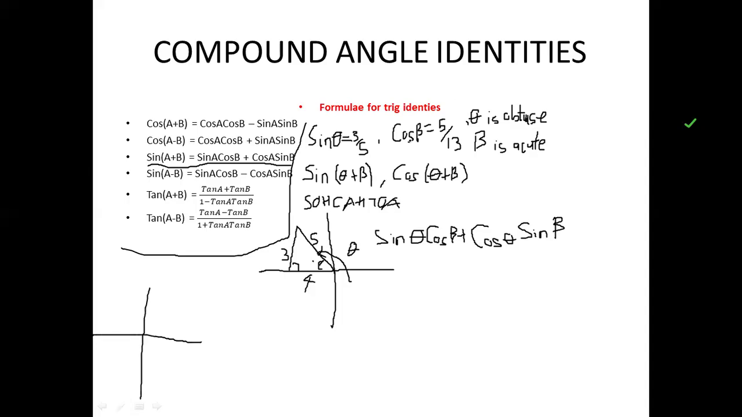They said that cos beta is 5/13, and they said that beta is acute. If beta is acute, that means it lies within the first quadrant because it's greater than 0, but less than 90 degrees. So it lies within here. So this is our beta. They've said that cos beta equals 5/13, and cos is adjacent divided by the hypotenuse. So the adjacent is here, which is 5, and the hypotenuse is 13. If we do Pythagoras theorem, this part here will be 12.